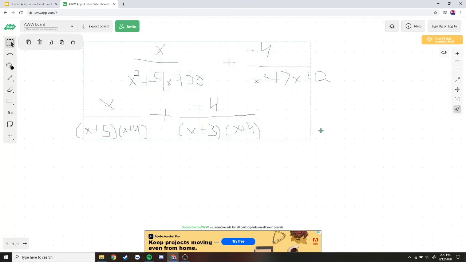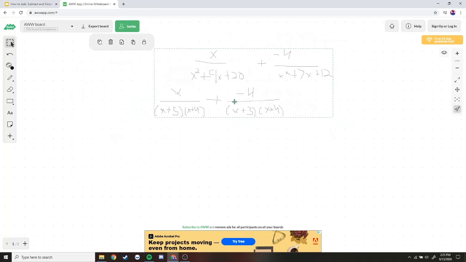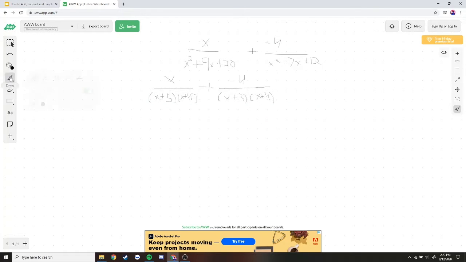And let me get a bit more space. Okay, so we can see here that we have an x plus 5 and an x plus 4 and an x plus 3 and an x plus 4. Well, between these two, we have a common denominator of x plus 4. So we can forget about that. But this side needs the x plus 5 and this side needs the x plus 3. So we're going to multiply it like that. We're going to end up with x plus 5, x plus 4, and x plus 3 on this side. On both sides, actually.